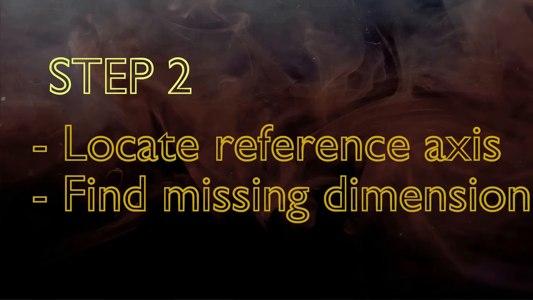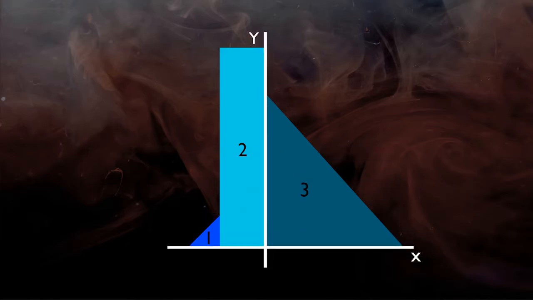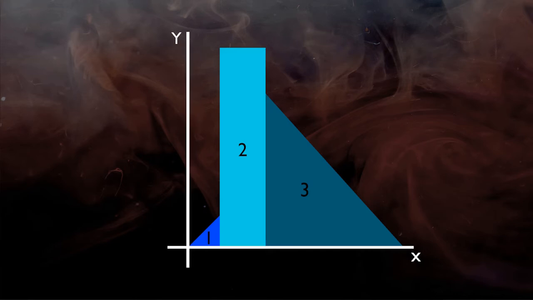The next step is to locate the reference axis and find out all missing dimensions. If the given shape is not symmetric about any axis, place the x-axis at the bottommost plane of the section and the y-axis at the leftmost section. Now check for any missing data of width or height of all parts.